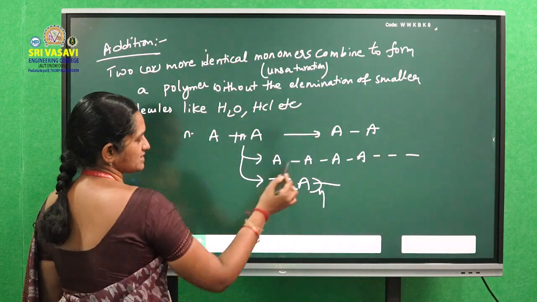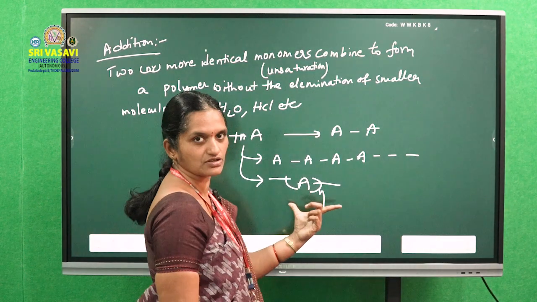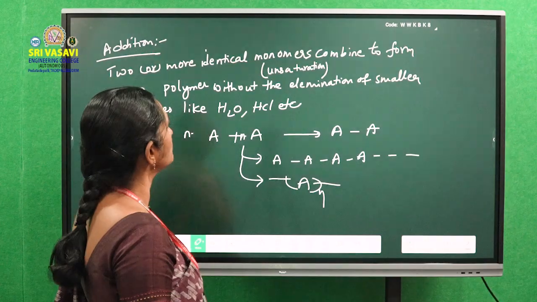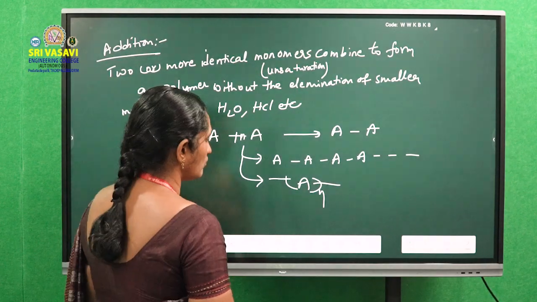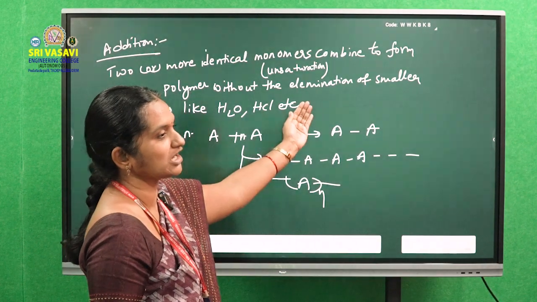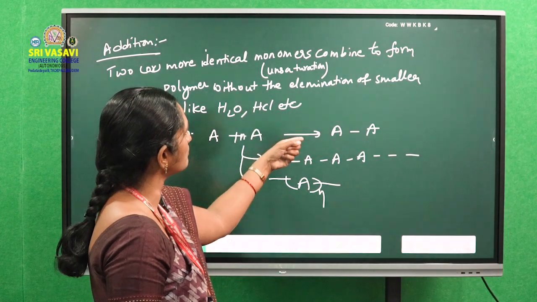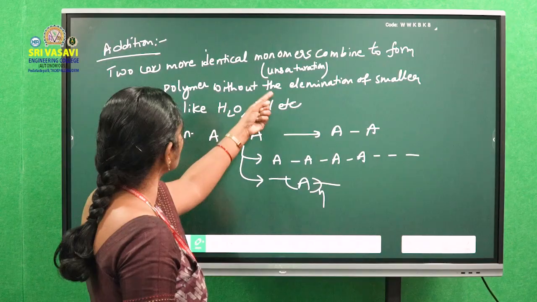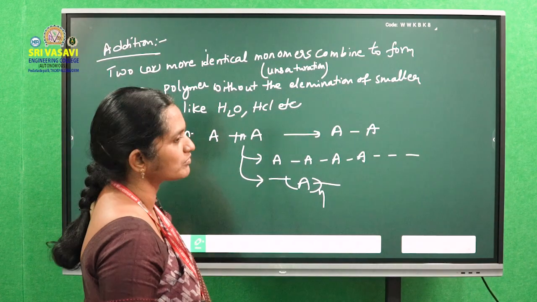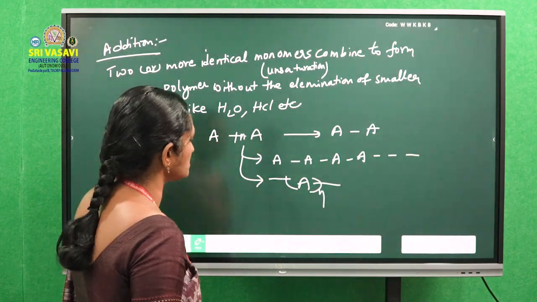On this side or this side. So these are the reaction sides. So this is the addition polymerization. Now, clear? Two or more identical monomers combine to form a polymer without the elimination of a smaller molecule. Without the elimination of smaller molecules, it is called addition polymerization.